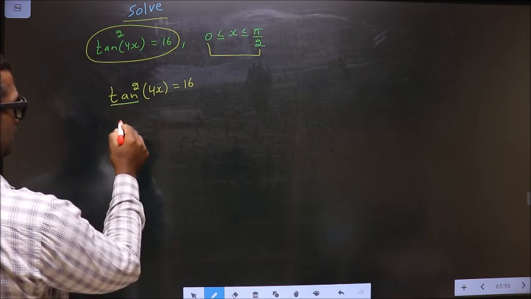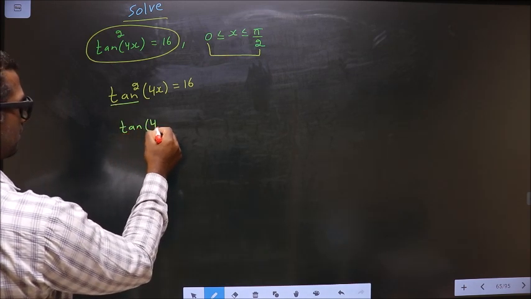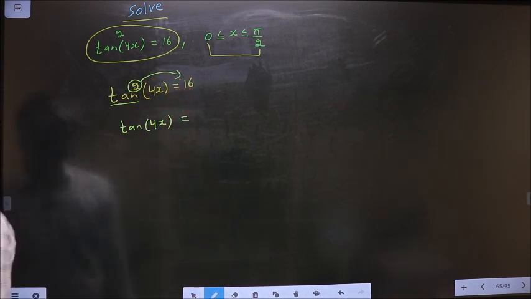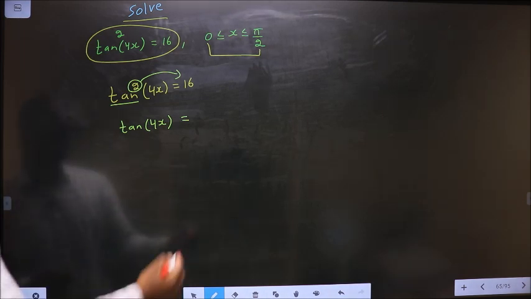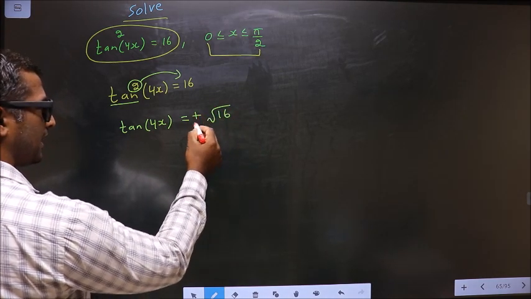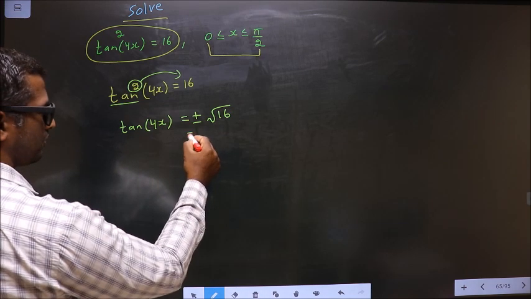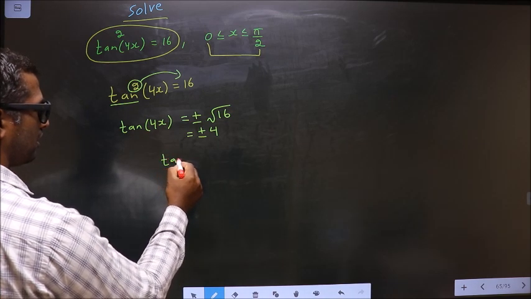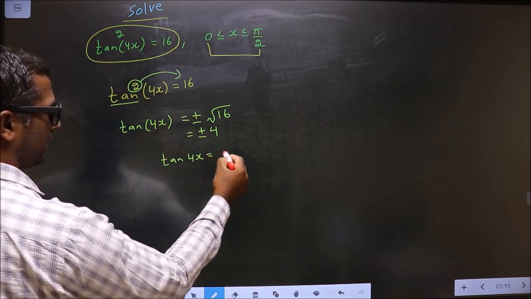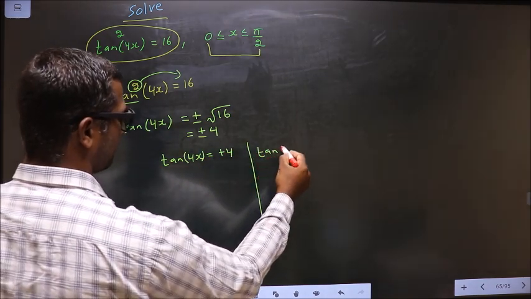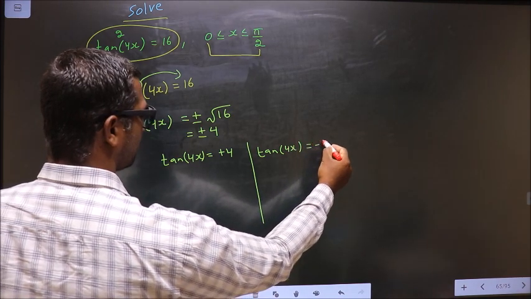Here you have tan, so make tan the subject. For that, you should shift the square to the other side. Whenever you shift the square to the other side, it will become a square root. Not only that, you should consider both positive and negative as well. So we get plus or minus square root 16, which is 4. So now we got tan 4x equal to plus 4, and tan 4x equal to minus 4.